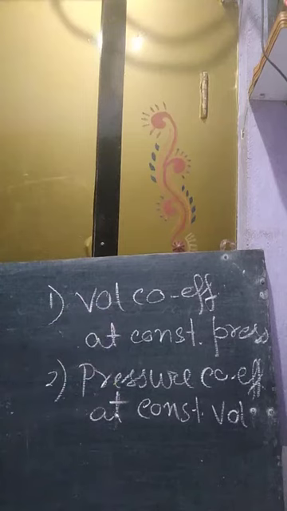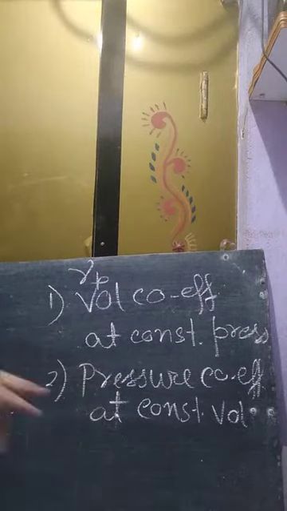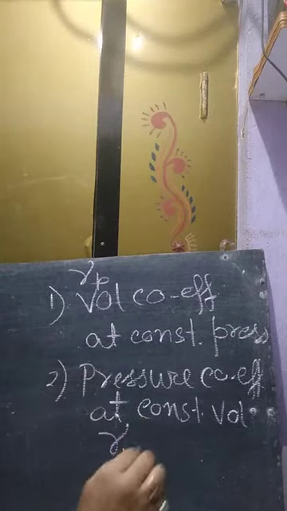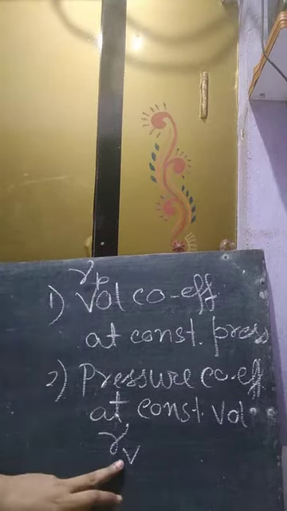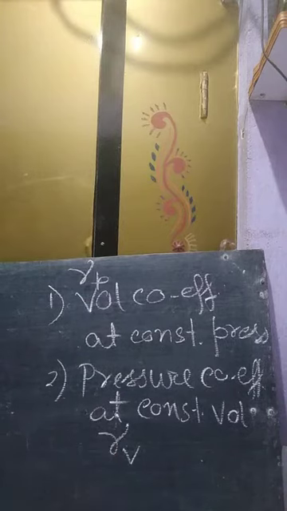If we increase the temperature by 1 degree Celsius, then for a particular amount of gas, the volume expansion is given as gamma P. So for this it is gamma P, and for this at constant volume it is gamma V. At constant pressure it is represented as gamma P, and for constant volume it is represented as gamma V. Later I will show you that this gamma P and gamma V are the same. So let us discuss how they can be the same.